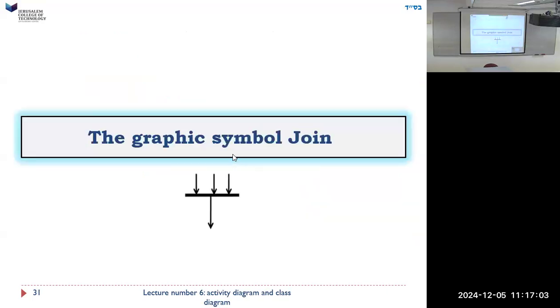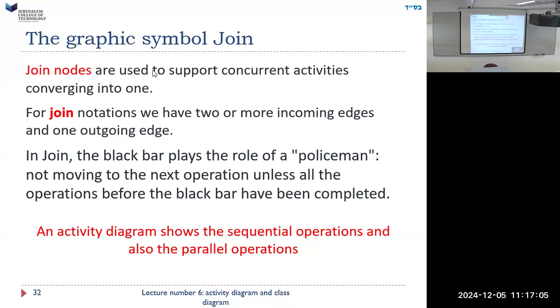Okay, graphical symbol join. So the join, we already said, has to support concurrent activities converging into one. They have to already be concurrent. Join notation has two or more incoming edges and one output. In a join, the black bar plays the role of a policeman, not moving to the next operation unless all the operations before the black bar have been completed.